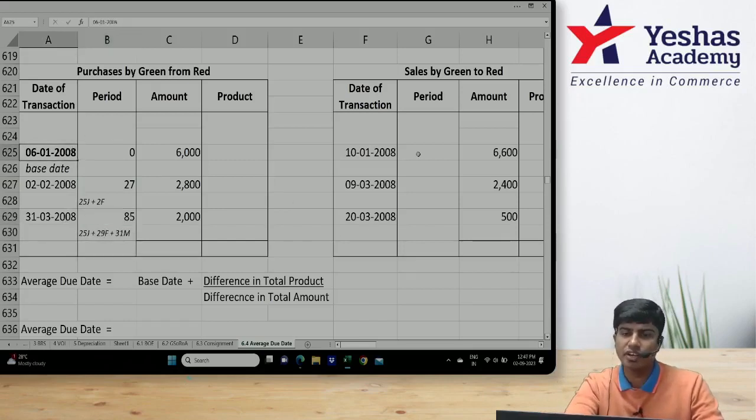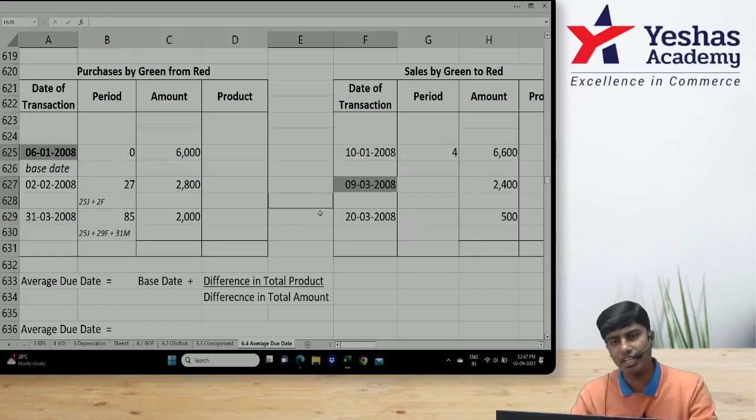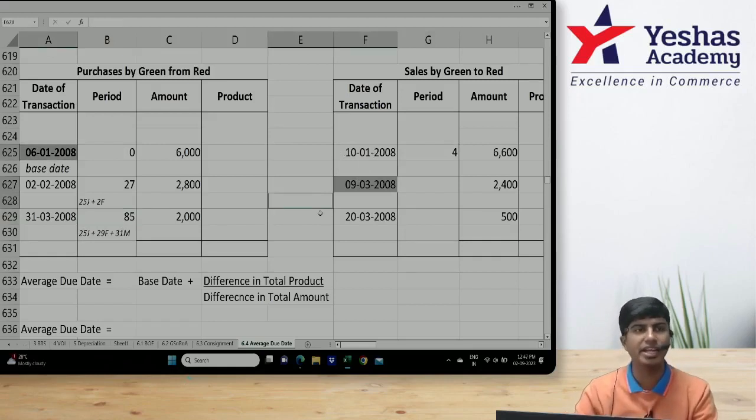Similarly, 6th of January to 10th of January. 4 days. 6th of January to 9th of March. 25 days in January, 29 days in February, 9 days in March.